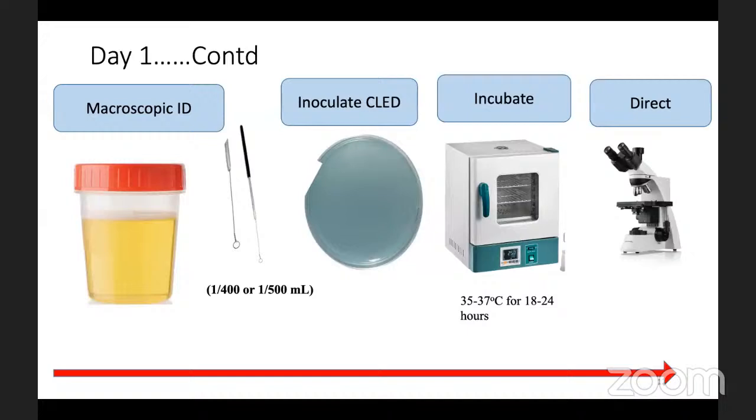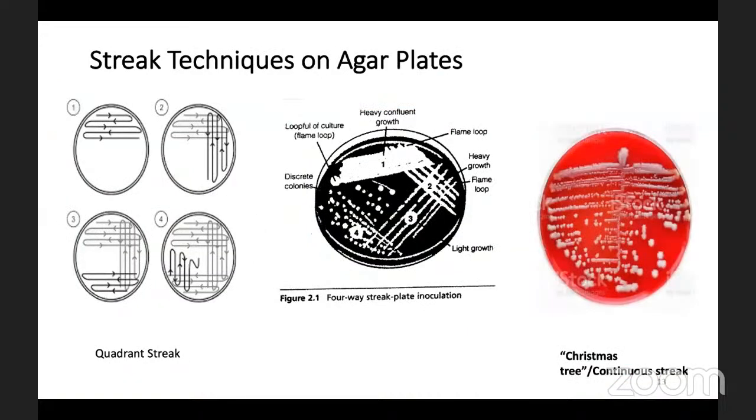Bear in mind that we said for the urine sample, it is best to look for pyuria when it is not spun for culture. Also bear in mind that before you plate your urine sample, you have to swirl it, mix it gently, not to invert it up and down, but mix it gently before you inoculate and do your microscopy. Now, how do we streak this urine sample on the media?